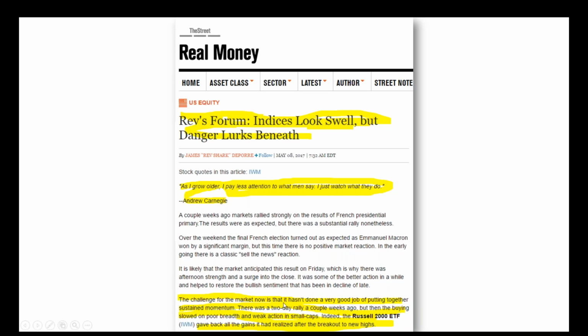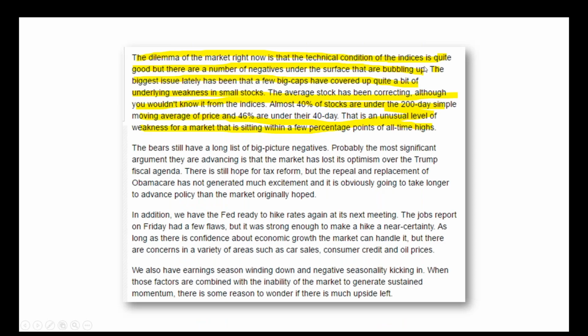Here you go. The challenge for the market now is that it isn't doing a very good job of putting together sustained momentum. There was a 2-day rally a couple of weeks ago, but then the buying slowed on poor breadth and weak action in small caps, so it gave back all the gains. The dilemma in the stock market right now is that the technical condition of the indices is quite good, but there are a number of negatives bubbling up under the surface. The biggest issue has been that the few big caps have covered up quite a bit of the underlying weakness in other stocks.